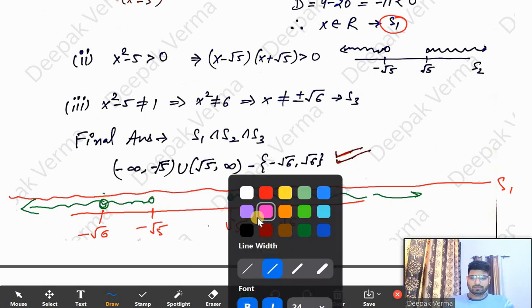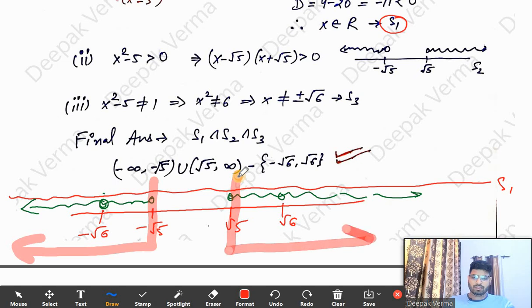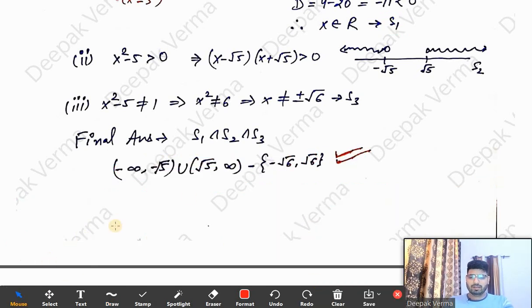So take the intersection. If we take the intersection, then the intersection part will be less than minus root 5 towards the left and greater than root 5. Is it clear? This is the intersection part. So this is what is written over here, minus infinity to minus root 5. Then we have a break. To join the break we use union, then root 5 to infinity. But somewhere in this interval we get minus root 6 and root 6 also. So we have to exclude these values. So we will make a set over here, minus root 6 comma root 6. Is it clear? So this is our final answer.